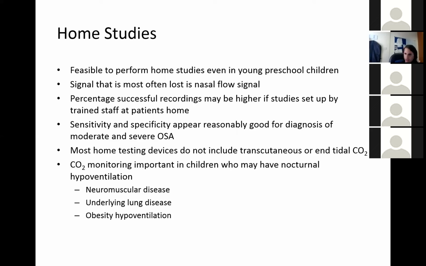That's actually wrong now. Most of our devices now can do end-tidal or transcutaneous CO2 monitoring.